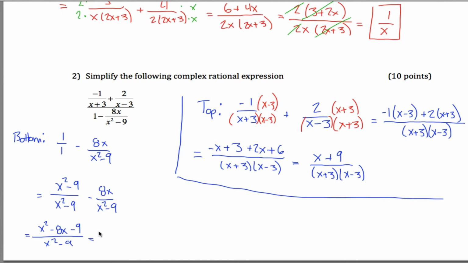We should try to factor this just to see if it simplifies at all. On the top I have a quadratic trinomial whose leading coefficient is a 1, so it's going to factor like this. Two numbers that multiply to negative 9 and add to negative 8: negative 9 and positive 1 will do it. Down here I have a difference of squares, so it factors to x plus 3 times x minus 3. I get to here. So now I can put everything together. The top is x plus 9.